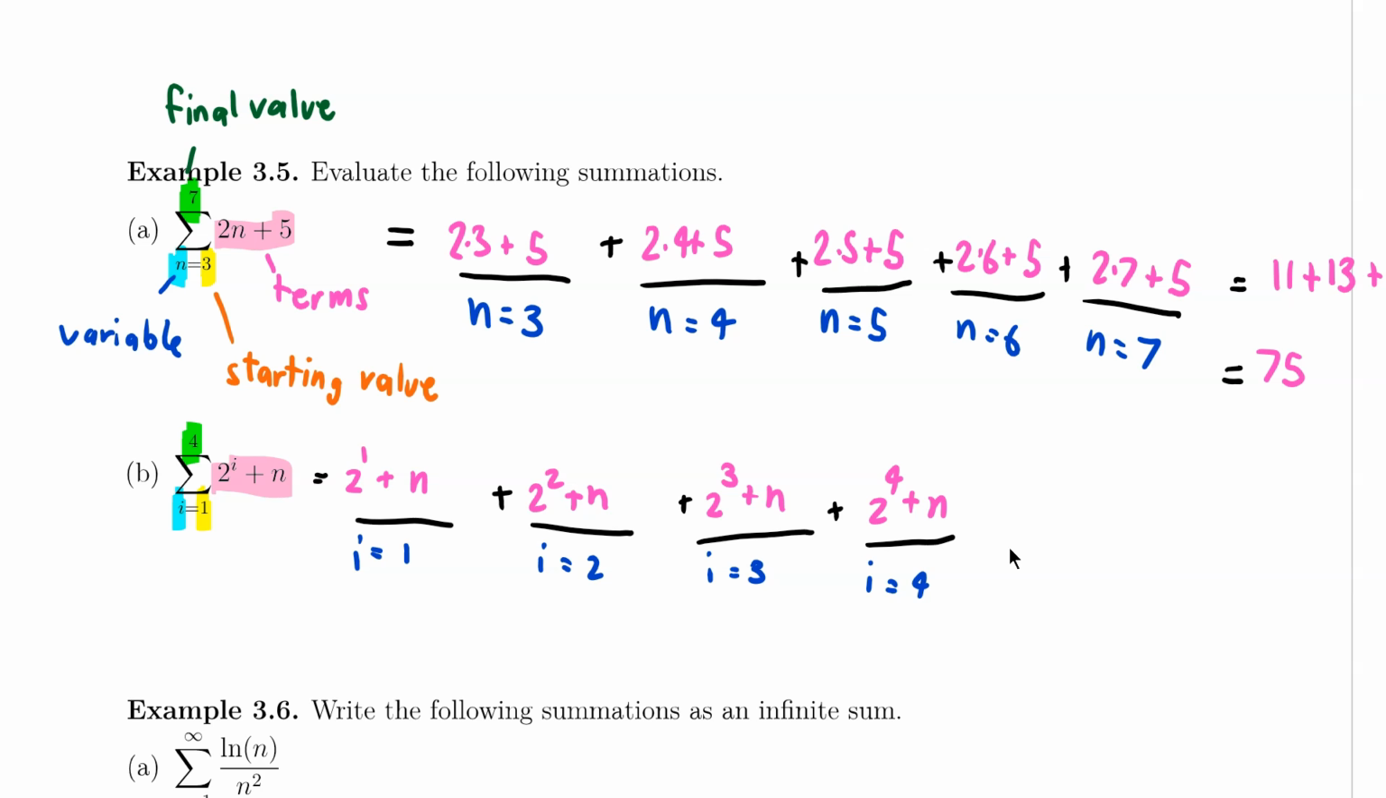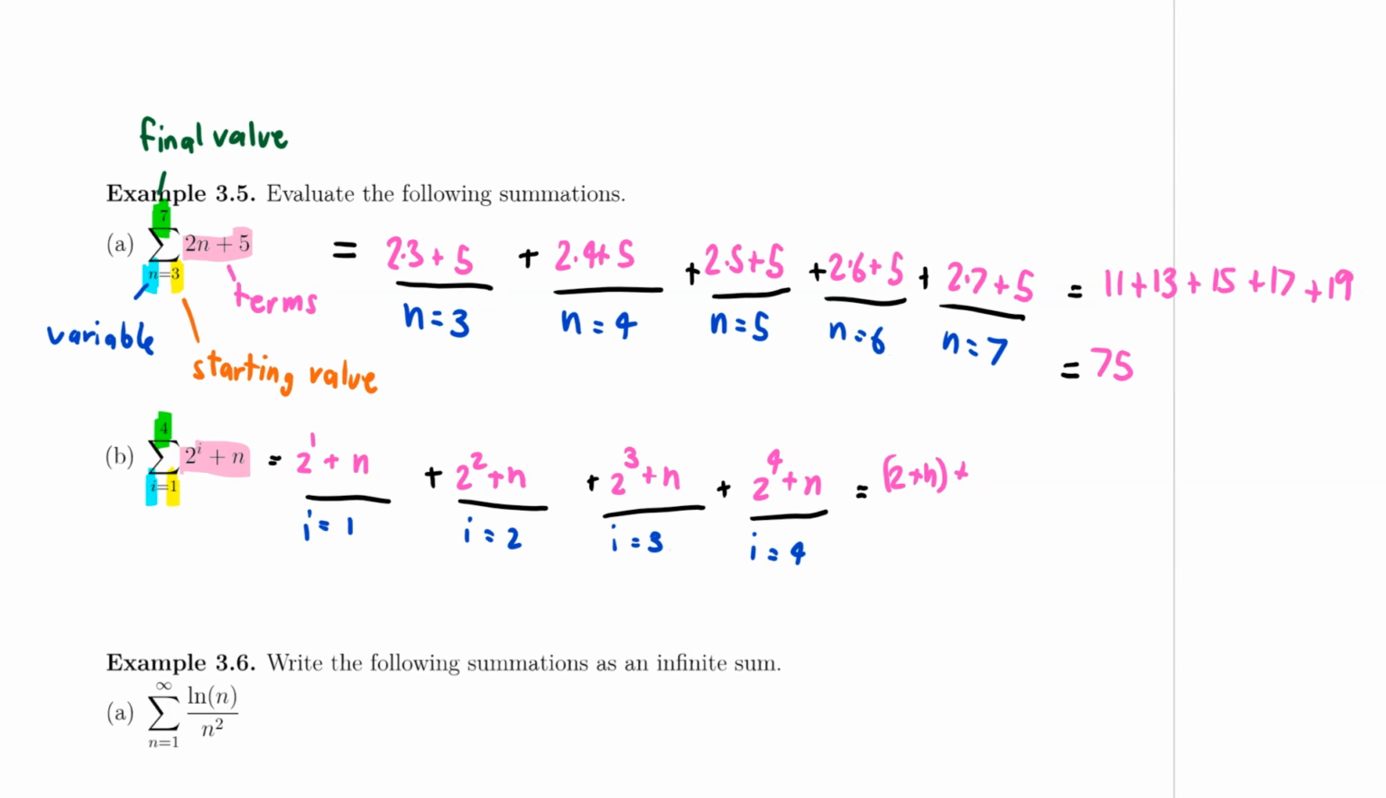Now, if I were to add this up, this is going to equal 2 plus n plus 4 plus n, and then 8 plus n, and then 16 plus n. So these 4 terms add up to 30 plus n. 30 plus 4n.